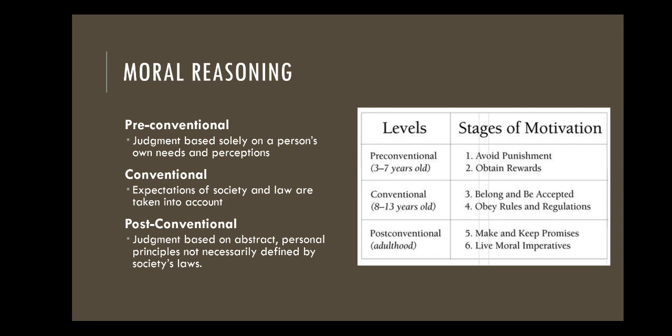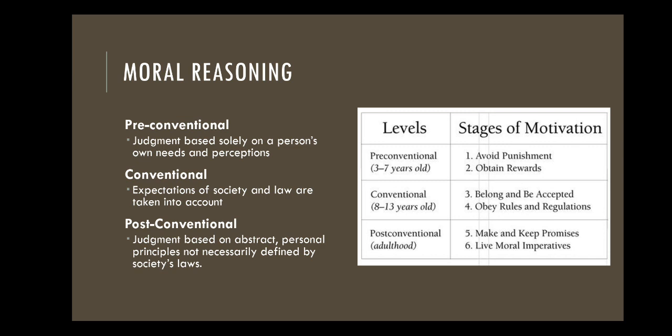After that, a person will arrive at the conventional level. This applies to 8 to 13 year old children. See stage 3. Belong and be accepted. You see young children at school, they always do things because they want to be accepted by their friends. They want to be accepted by a group of children, a group of friends, etc.